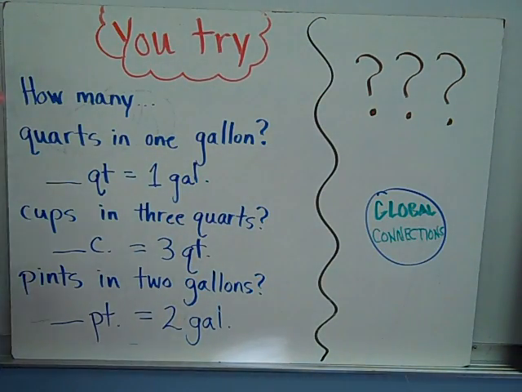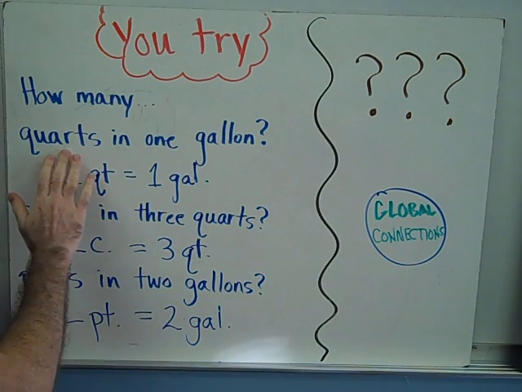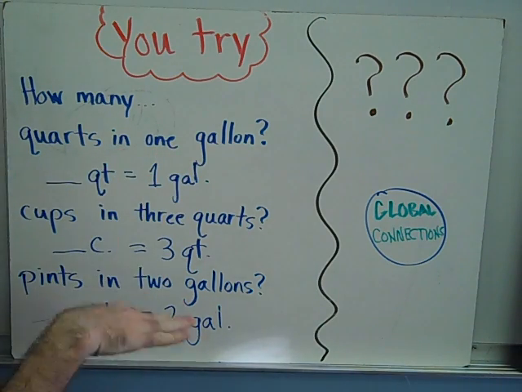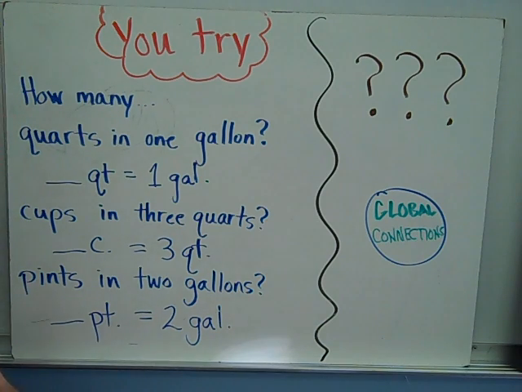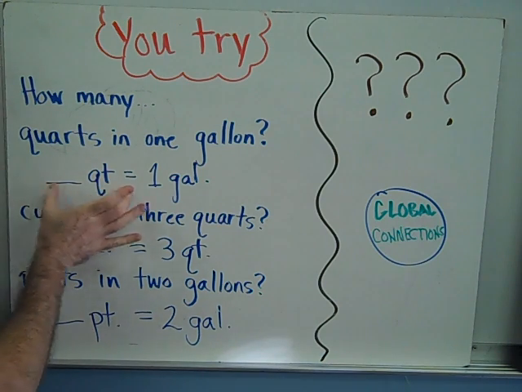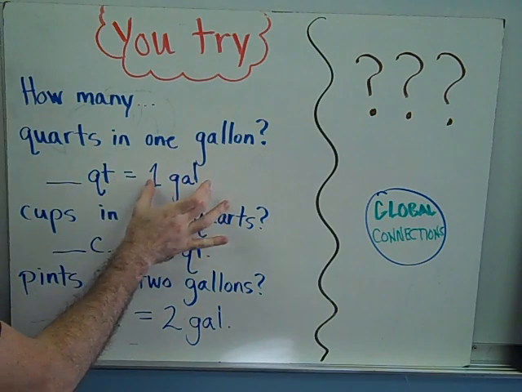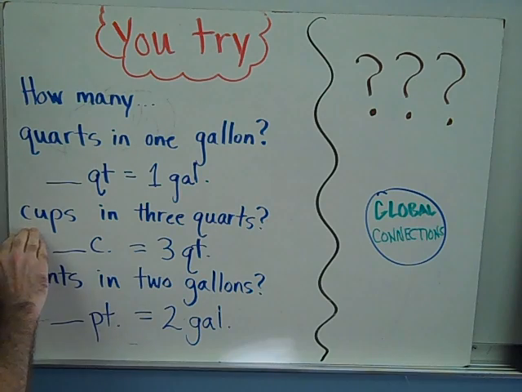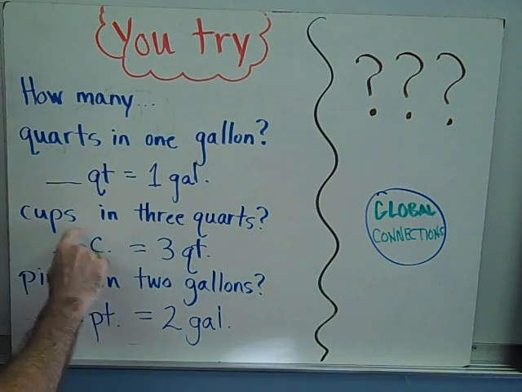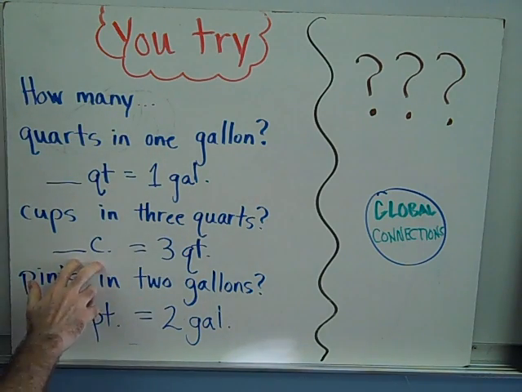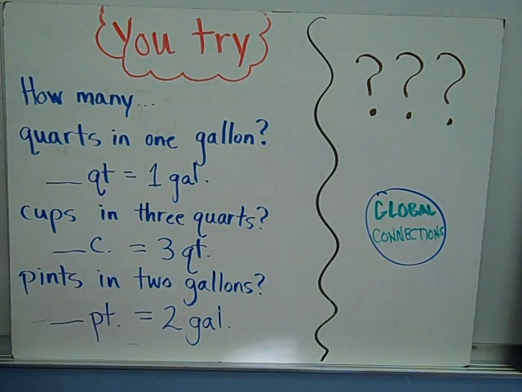You try. So how many quarts in 1 gallon? Remember to use your graphic organizer that you created. So you're looking at the entire gallon here. How many quarts are in there? And write out this equation, please. So you're showing quarts equivalent or same value as gallons. Then also cups in 3 quarts. How many cups in 3 quarts? Blank cups equals 3 quarts. And how many pints in 2 gallons? Blank pints equals 2 gallons.